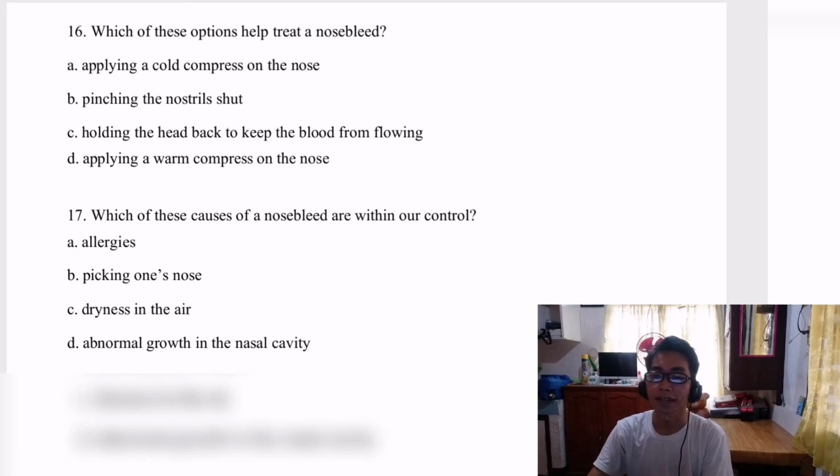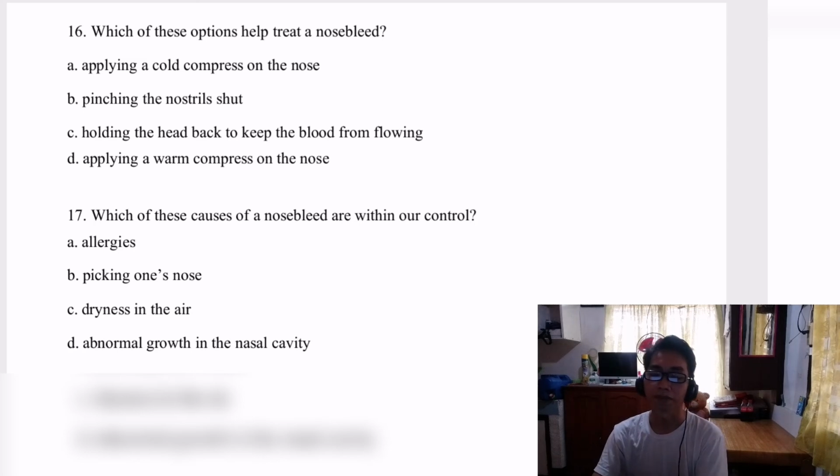Number 16. Which of these options help treat a nosebleed? A. Applying a cold compress on the nose. B. Pinching the nostrils shut. C. Holding the head back to keep the blood from flowing. And letter D. Applying a warm compress on the nose.